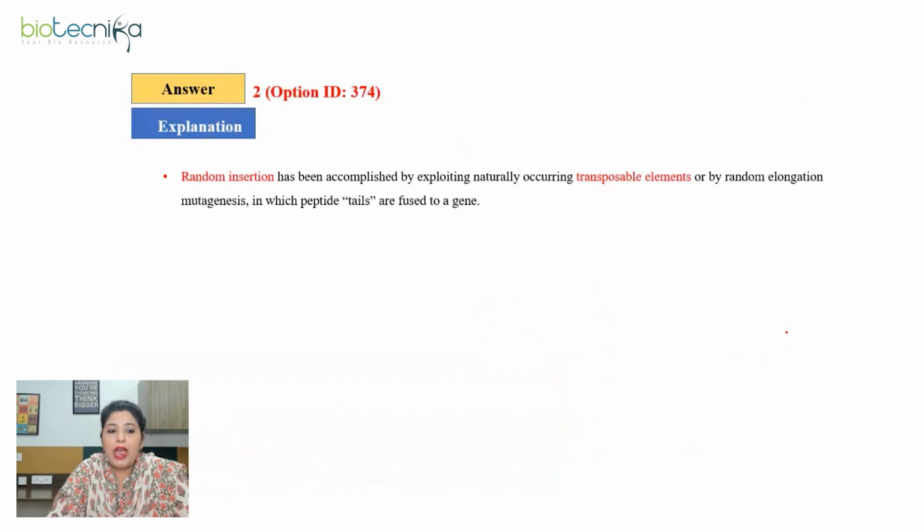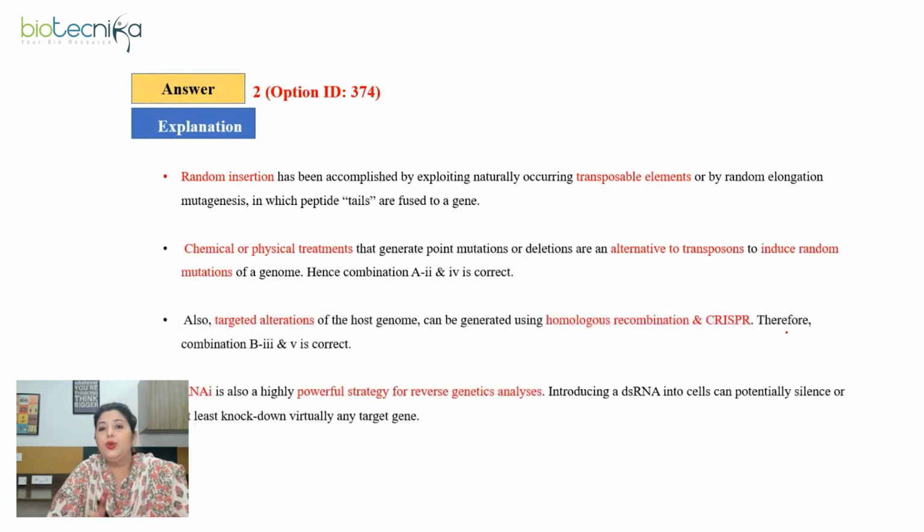So you have to be sure about two things: one, to omit 2 options out of 4, and another to confirm the answer. You need to be thorough with either phenocopying or random mutagenesis or targeted mutagenesis. So here the answer is option 2.